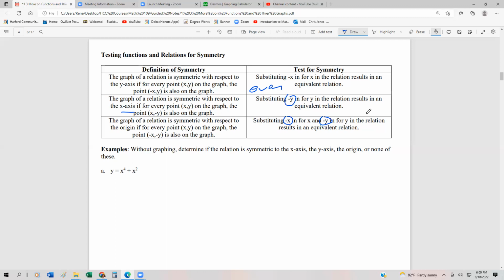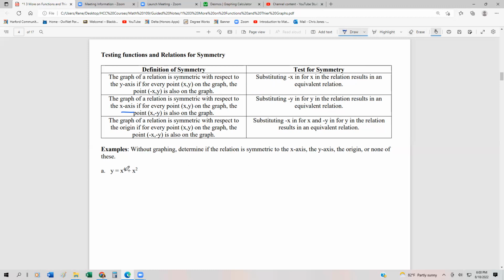By the way, there are relations that exhibit multiple symmetries. So just because we get one positive test for symmetry, that doesn't mean we stop. We should keep going and test all three of them. So when I'm asking you to do this, you should test for all three of these, and that's what we're going to do in each of these examples.